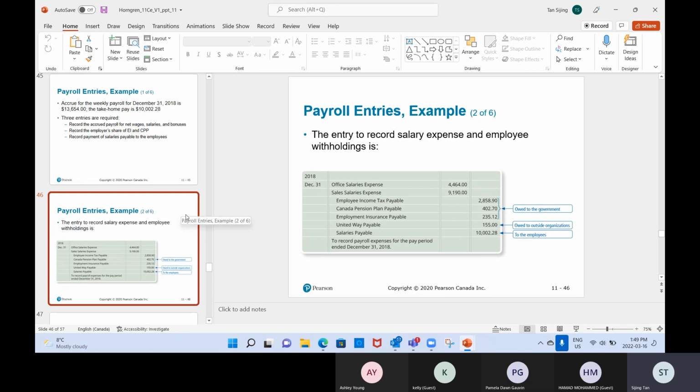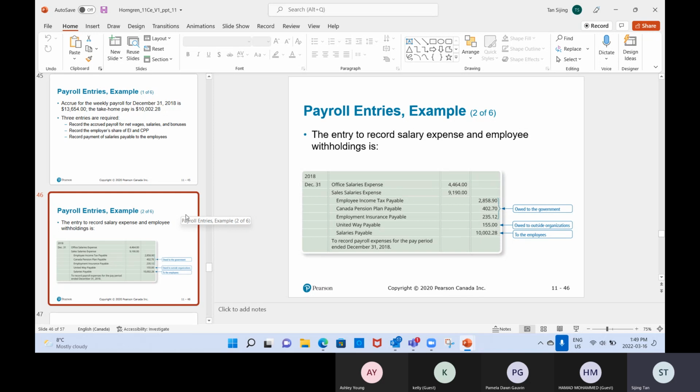When you need to calculate the CPP payment, you need to take this annual exemption and divide it by 12 months. So you will get the monthly exemption. Then use the monthly salary, deduct the monthly exemption, times the CPP rate. That is how you calculate your CPP payment. Be careful, because it's very easy to make mistakes on that. That is the only tricky part when you do the payroll entries.